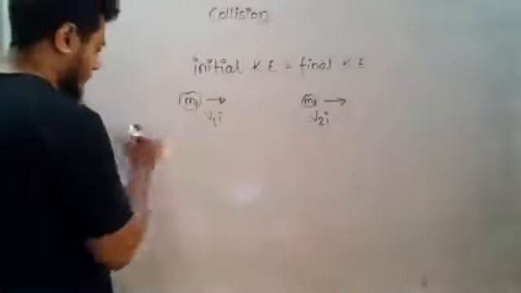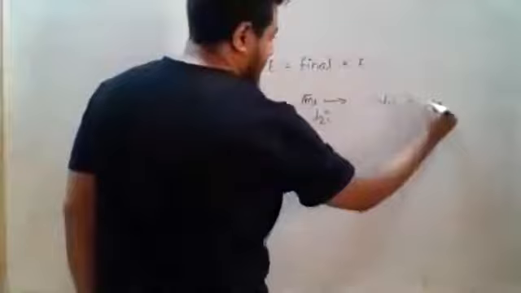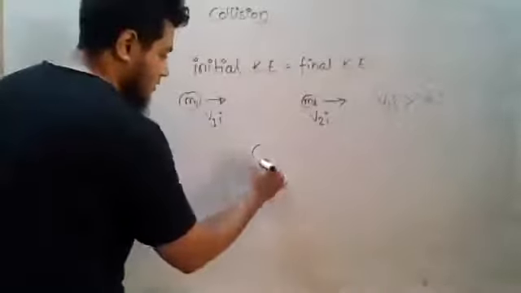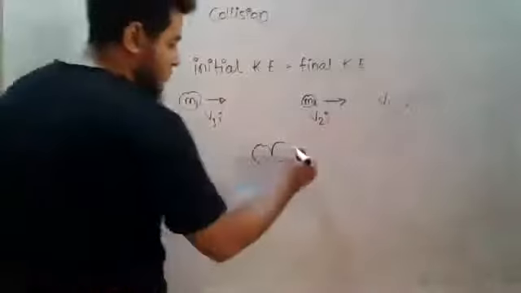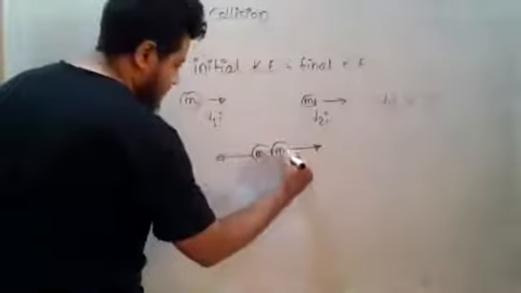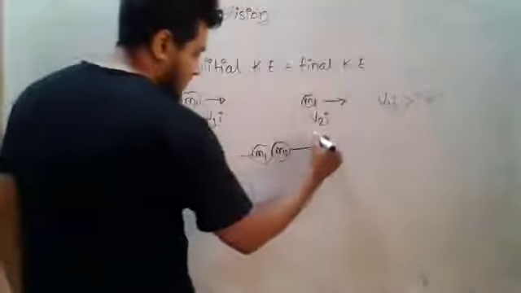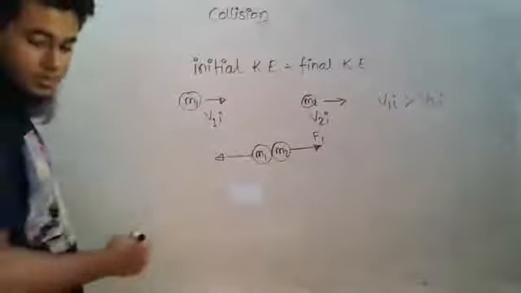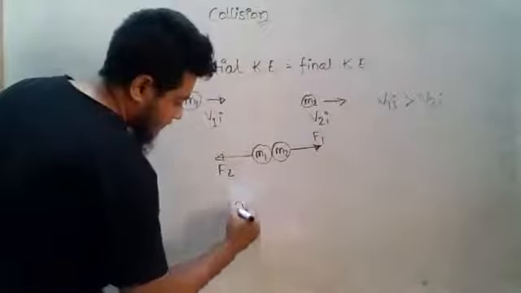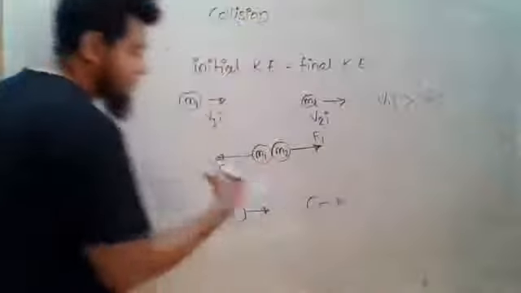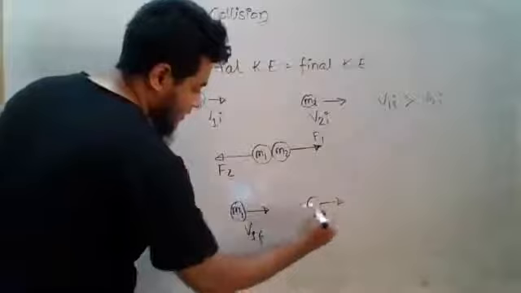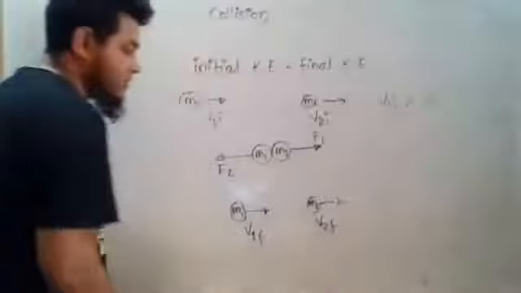Now what will happen if v1i is greater than v2i? That means the velocity of this one is greater than the velocity of that one. Then once upon a time, they will collide. So a force will be exerted on this one, and this one will give back a reaction force, right? So the force given by the first body, let us say this is F1, and the force applied by the second body, the reaction force, is F2. After the collision, let us say they're still moving in this direction but with changed velocity. So it will be v1f, the final velocity of the first body, and v2f, the final velocity of the second body.